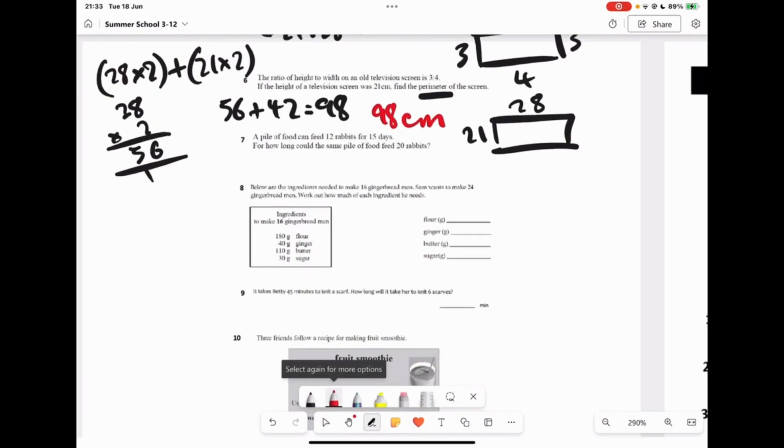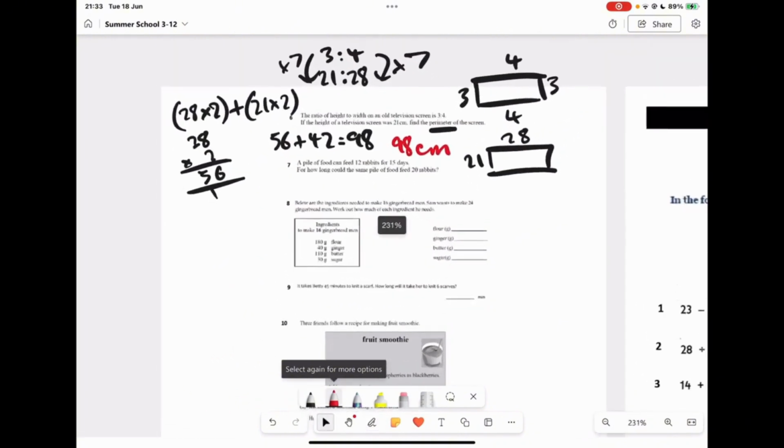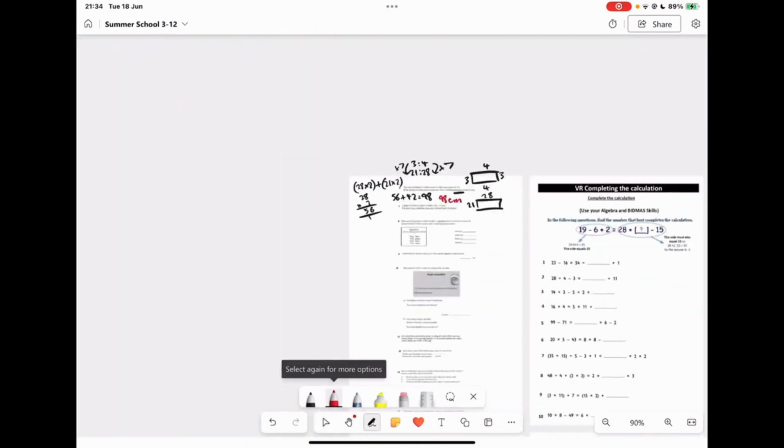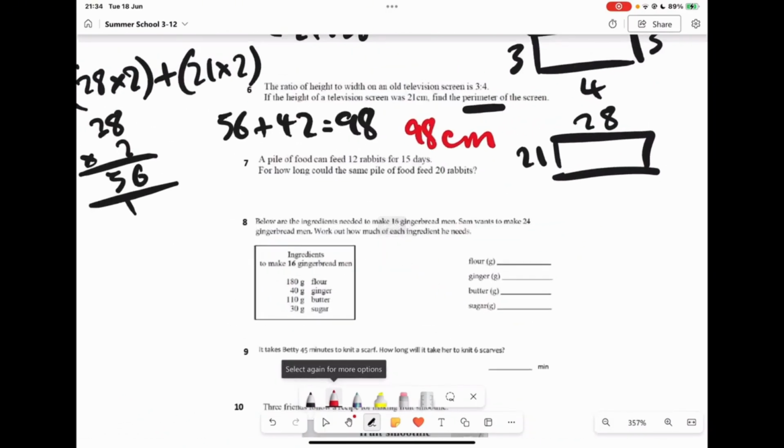Okay, question 7. A pile of food can feed 12 rabbits for 15 days. How long could it feed 20 rabbits? This seems very similar to question 5. Yep. Okay, so it's the same method. We take 12 rabbits and multiply by 15 days. So that's like the work. So this is the equivalent of the work of 180 rabbits, you could say. So then you're dividing that by the 20 rabbits. And it's the same answer of 9 days.